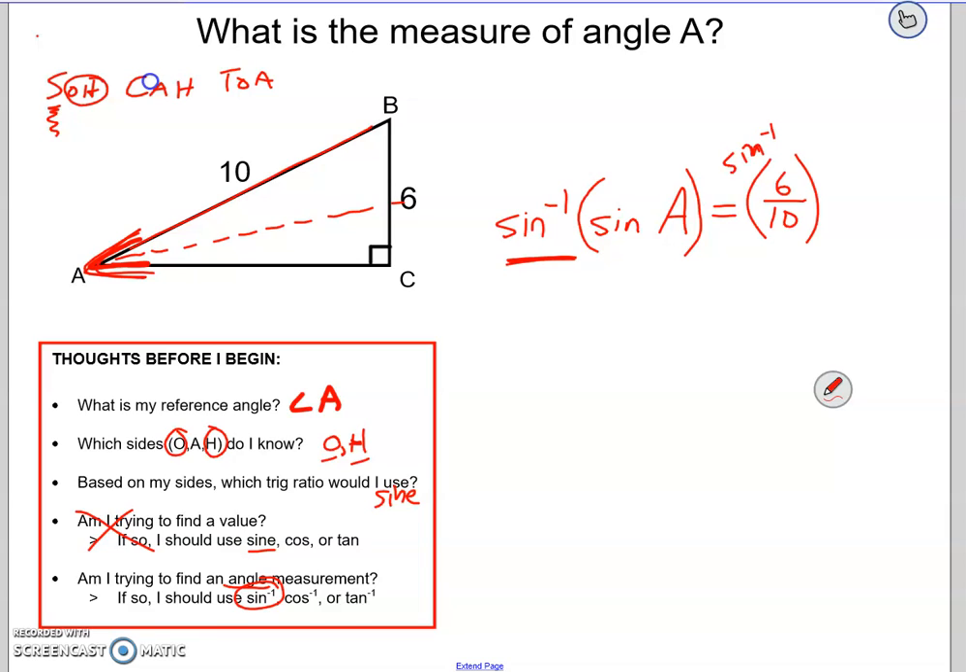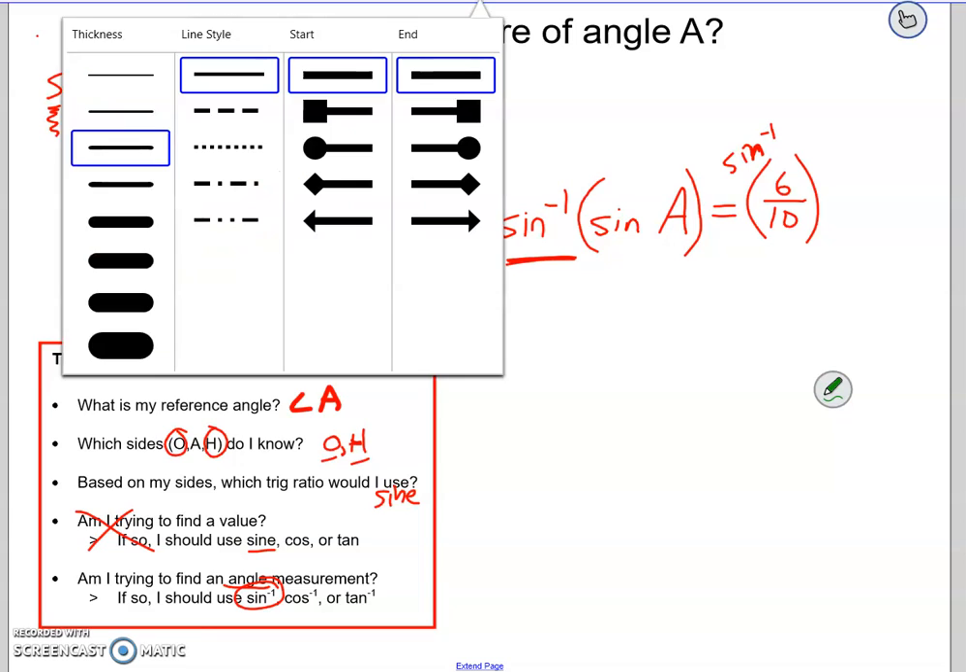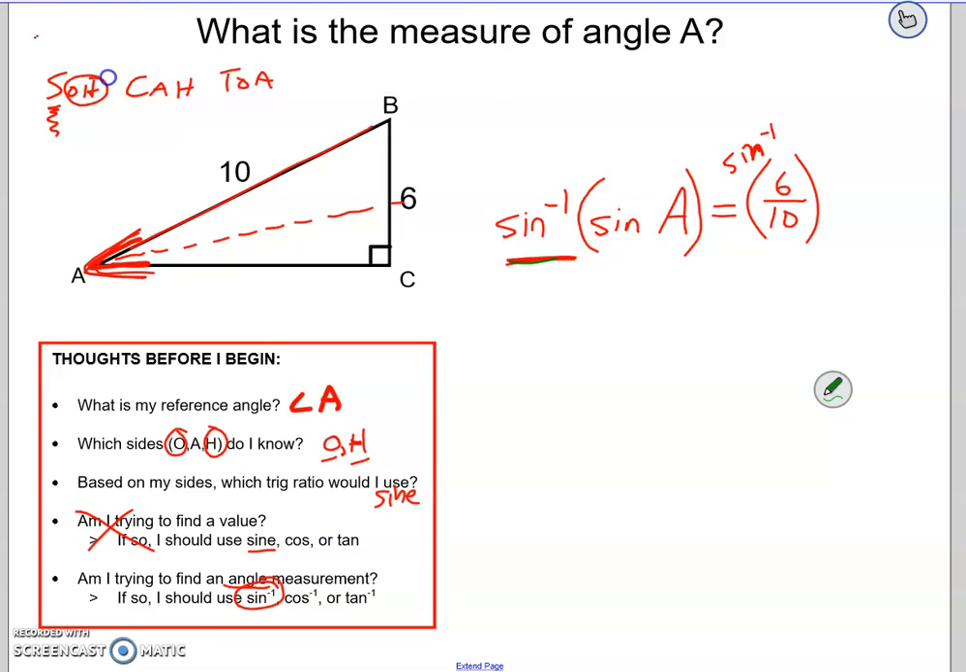What's the arc sine? Sorry, kind of sloppy there. What's the arc sine of 6/10? Okay, so when I take the inverse sine of the sine of A, those essentially just cancel out, and I'm left with A, or if I want to call it the measure of angle A, I could do that.